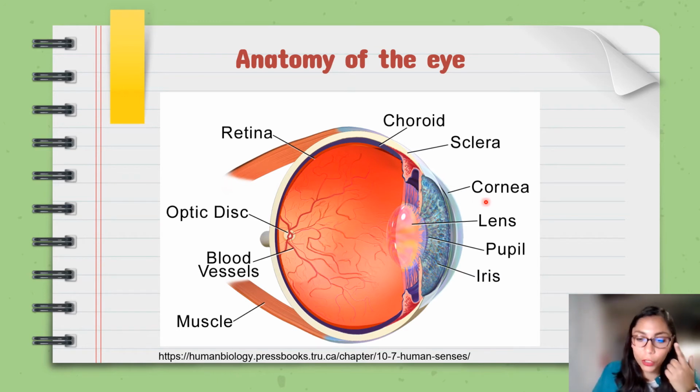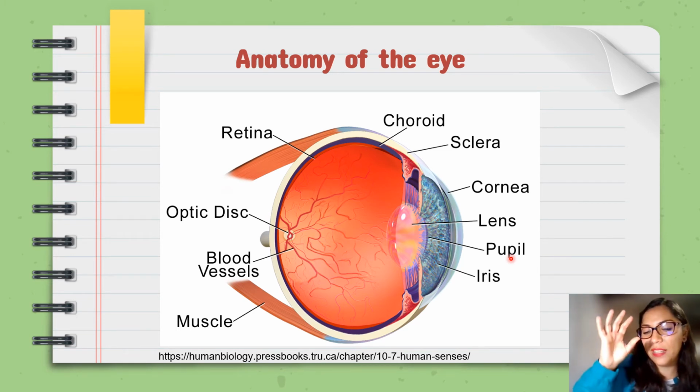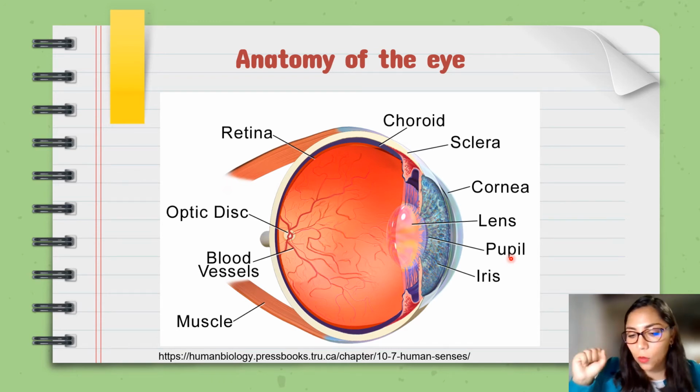We have the cornea. The cornea is transparent in order to allow the light to pass through the eye. We have the lens and the pupil. The pupil is that black hole that we have in our eye that helps us to receive light. When we are in a space with a lot of light, this pupil is little, and it turns bigger when we are in a dark place.